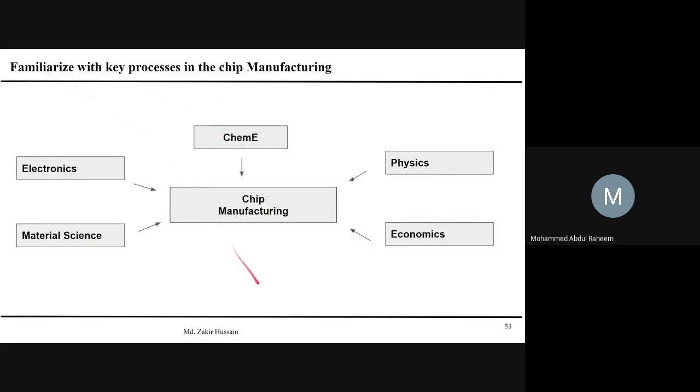Here, this picture speaks: chip manufacturing. This involves chemical engineering, some physics, some economics, some material science. At this stage, you don't need to panic. You have to focus only on electronics. Without electronics, this is not possible. That much you have to understand.